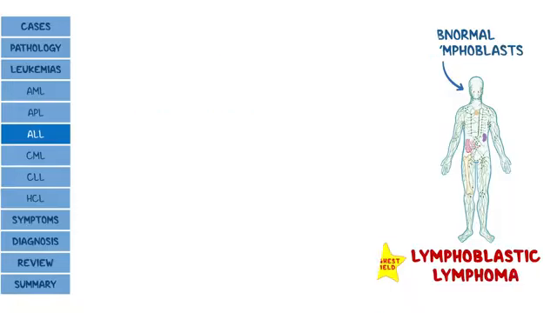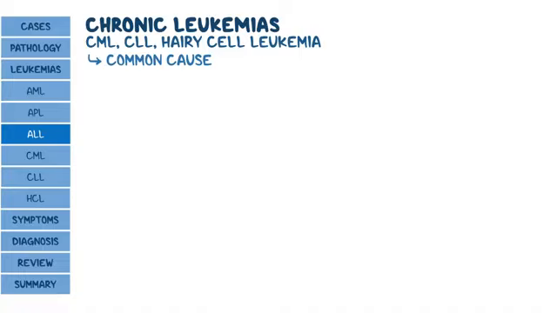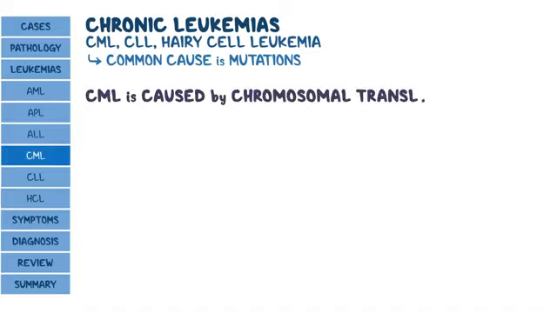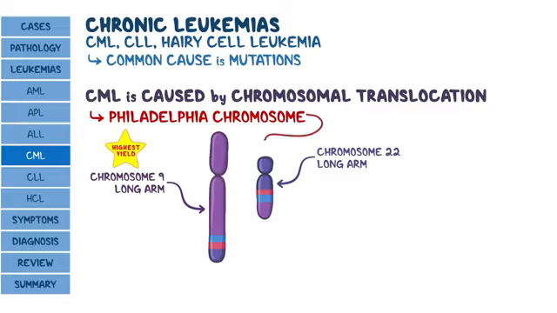Alright, now let's switch gears and talk about chronic leukemias: CML, CLL, and hairy cell leukemia. The most common cause of chronic leukemias is mutations, just like in acute leukemias. Now, it's also important to remember for the exams that CML is most commonly caused by a particular chromosomal translocation that results in a Philadelphia chromosome. And that's where a portion of chromosome 9's long arm switches with a portion of chromosome 22's long arm. This results in a modified chromosome 9 and modified chromosome 22, and it's the chromosome 22 that is called the Philadelphia chromosome.